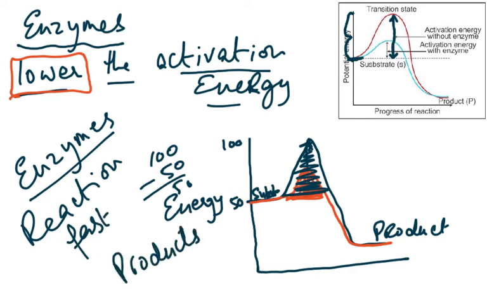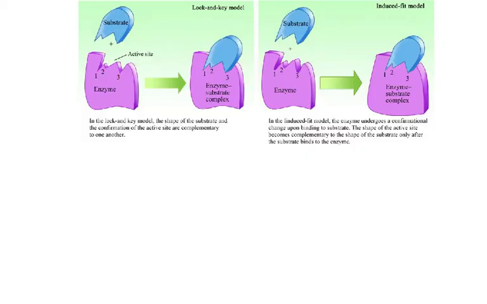Now all enzyme reactions are actually very, very important in biology because animal and plant cells all depend on enzymes. So we say enzymes lower the activation energy. Then we have two hypotheses. One is called the lock and key hypothesis and the other is called the induced fit hypothesis.